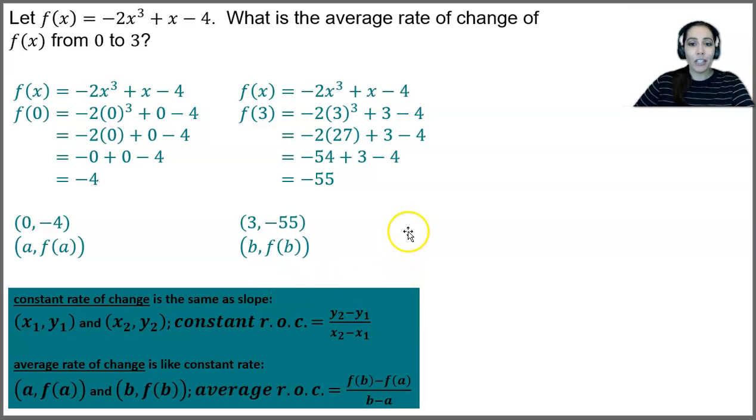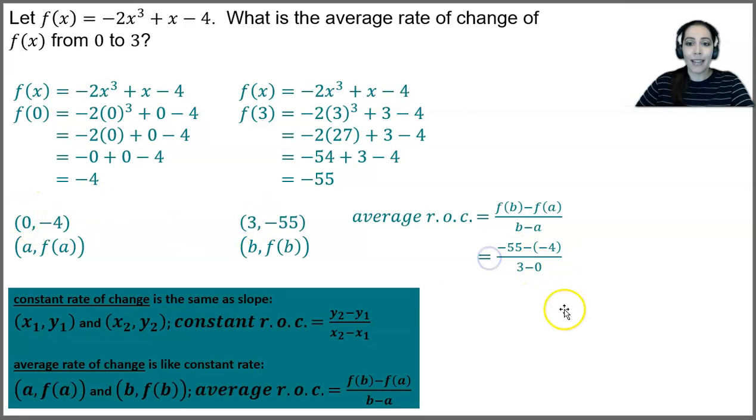Then I am going to go ahead and use the average rate of change formula, which is f of b minus f of a over b minus a. Again, it looks exactly the same as the constant rate of change formula or the slope formula. I'm going to take negative 55 minus negative 4 on the numerator, and then 3 minus 0 in the denominator. Negative 55 minus negative 4 becomes negative 55 plus 4. 3 minus 0 in the denominator is 3. Negative 55 plus 4 is negative 51, and negative 51 divided by 3 is negative 17. So our average rate of change between these two is equal to negative 17.